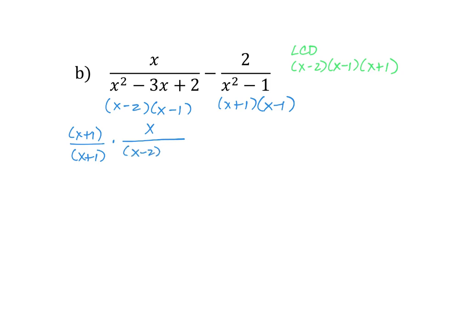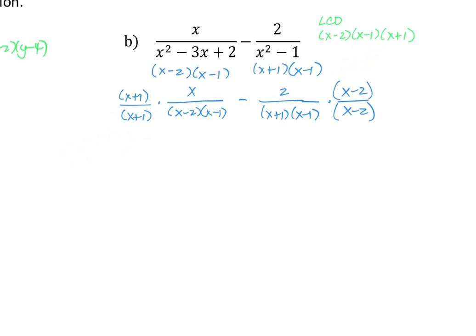Again, I'm using my factored form of the denominator. Minus, the second expression is missing the x minus 2. So we're going to multiply the second expression by x minus 2 top and bottom. Again, remembering that it's distribution in that numerator. I'm keeping the denominator factored, so same denominator.